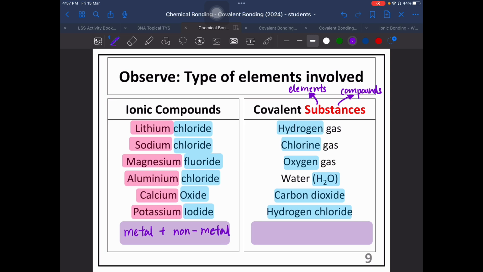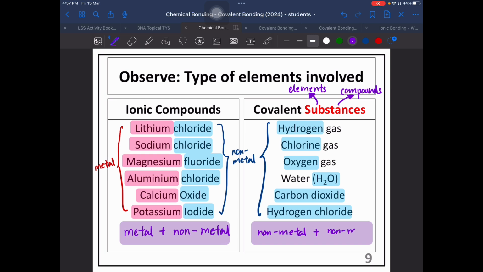And in fact, if you look at this whole set of color-coded things, the red ones are actually our metal elements. And the blue ones over here are actually our non-metals in the periodic table. And then if you look at the covalent ones, you realize that it is actually always just non-metal and non-metal. So by knowing the element itself, it actually gives you additional information in terms of whether it's an ionic compound or a covalent substance.